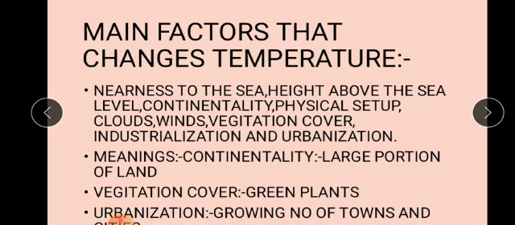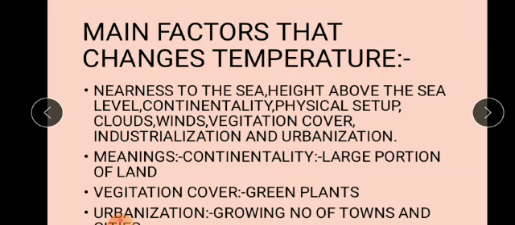Clouds: if cloudy weather is there, you know very well the temperature comes down. Winds also change the temperature, isn't it? If the winds are there, again the temperature becomes low. Vegetation cover means what, children? All plants, green plants, it also changes the temperature, isn't it? This is called vegetation cover, all green plants.